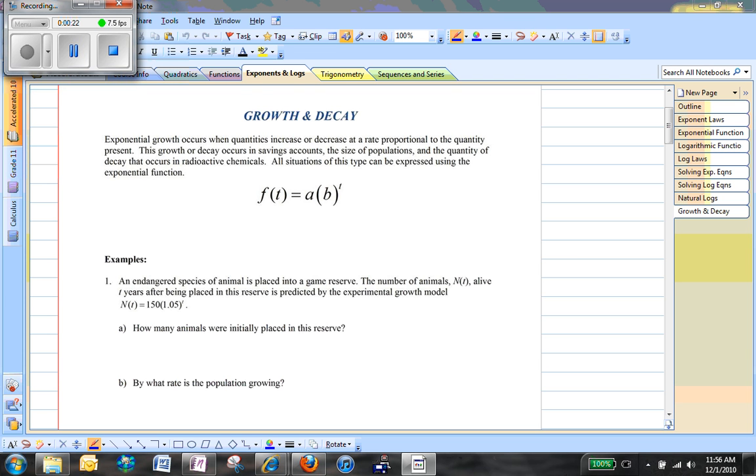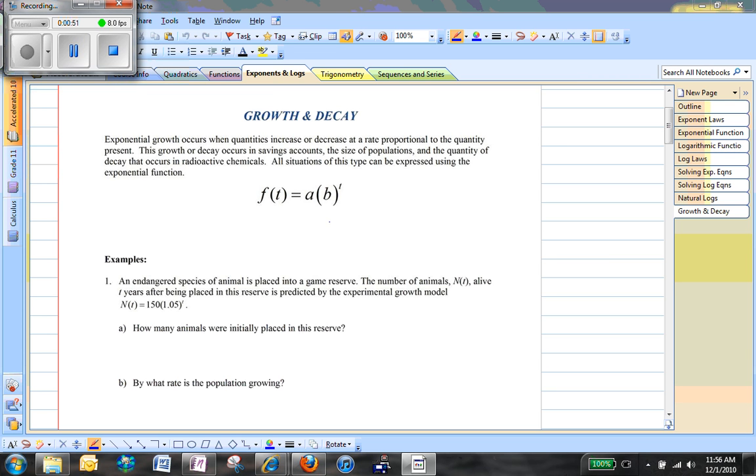Today we're going to finish up the unit on exponents and logs, talking about growth and decay. Now, exponential growth occurs when quantities increase or decrease at a rate proportional to the quantity present. Basically, it occurs in examples such as savings accounts, population sizes, and the decay of radioactive chemicals. These are all great examples of an exponential function and how it can be used in the real world.